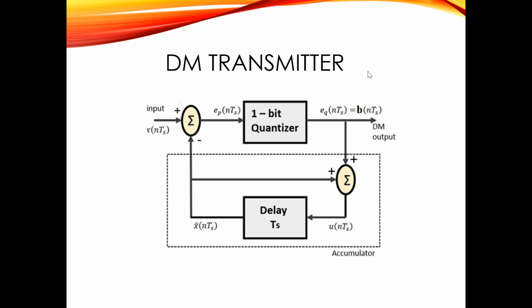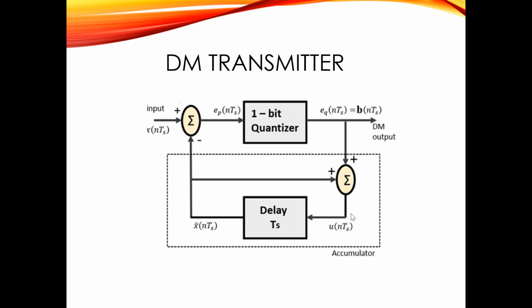Thus, this B of nTs is a single bit word transmitted by the delta modulator system. Here, this delay block and this summer circuit is known as an accumulator, which is used in the delta modulator transmitter circuit, and it is initially set to 0. This accumulator output is basically U of nTs, delta times the summation of signum of E of iTs over here.